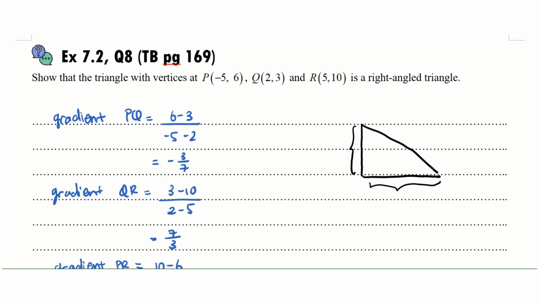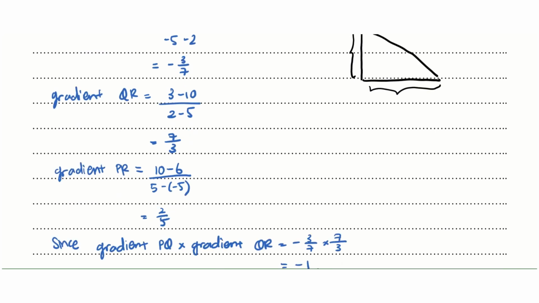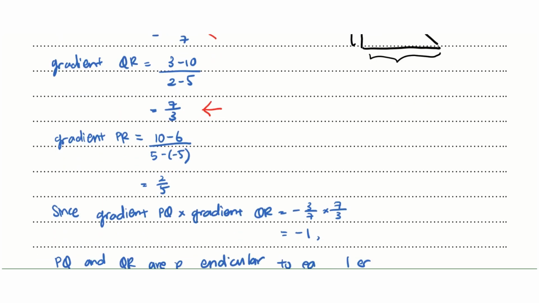So I will proceed with finding the gradient of PQ, which is -3/7, and the gradient of QR will be 7/3. Then I will find the gradient of PR, which is 2/5. We see that the two gradients that will give us a product of -1 are -3/7 and 7/3, because they are negative reciprocals of each other.